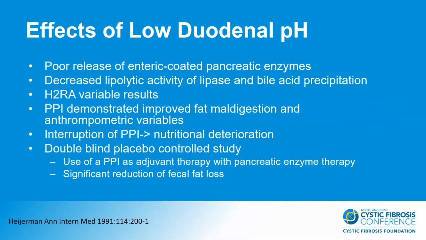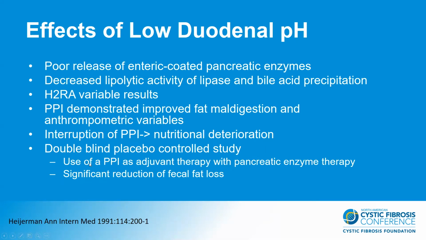And the effects of low duodenal pH in our patients with cystic fibrosis lead to potential poor release of enteric-coated pancreatic enzymes, decreased lipolytic activity of lipase and bile acid precipitation. Variable results have been shown with H2 receptor blockers, and this may be because H2 receptor blockers are not as good as PPIs at blocking acid. PPIs have demonstrated improved fat maldigestion and anthropometric variables, and I'll show you this data in a few slides. And then the interruption of PPIs has led to nutritional deterioration.